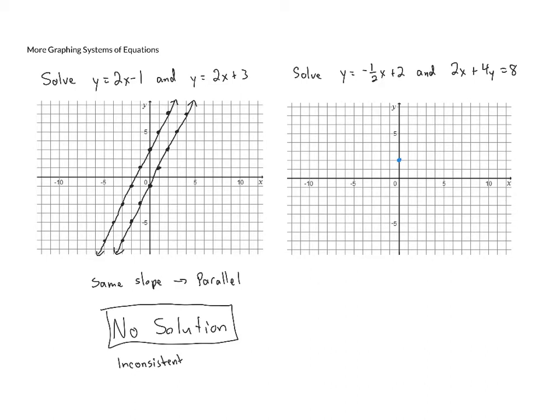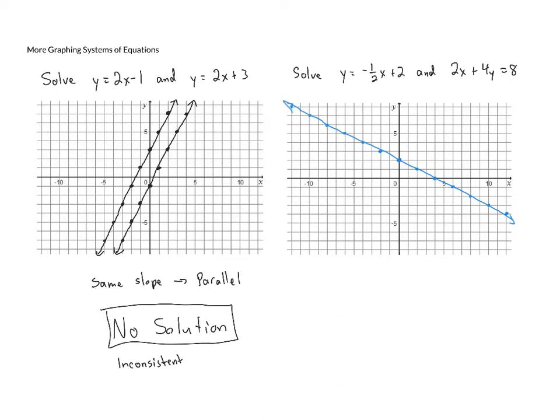The slope is -1/2, so we're going to go down 1 and to the right 2, down 1 to the right 2, down 1 to the right 2, etc. If we want to be accurate in the other direction, we can go up 1 and to the left 2, up 1 and to the left 2, etc. And then this gives us the line for the first equation.